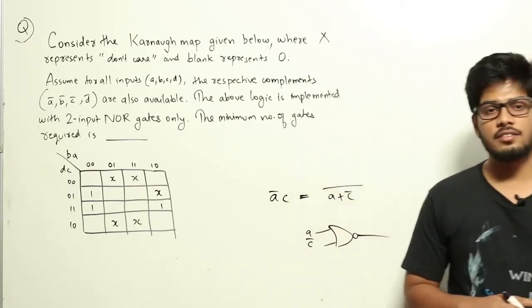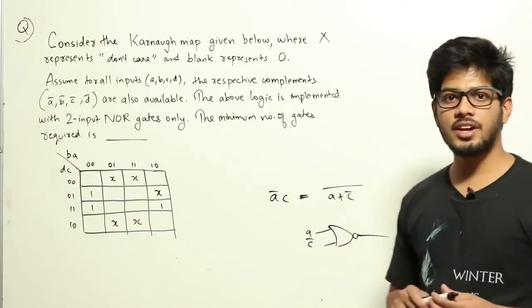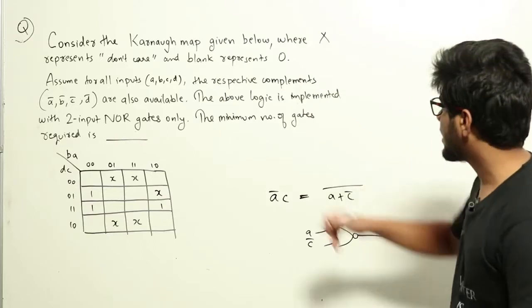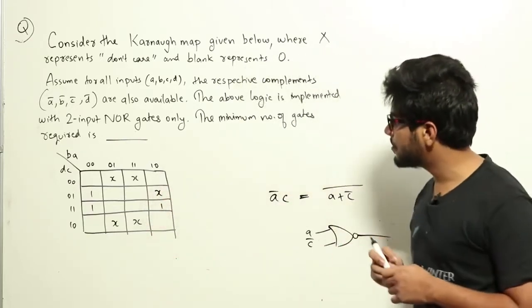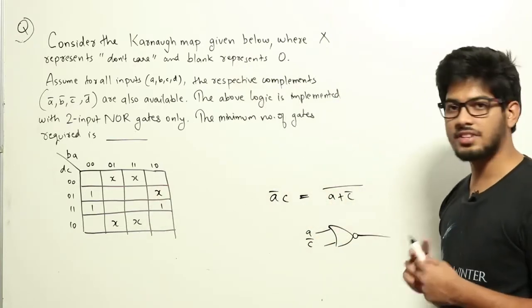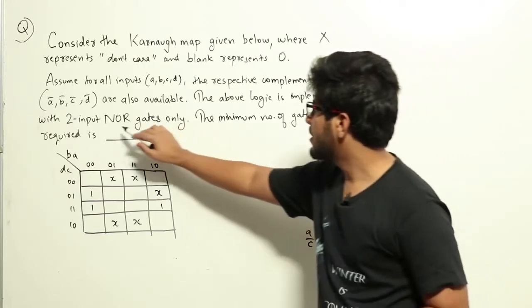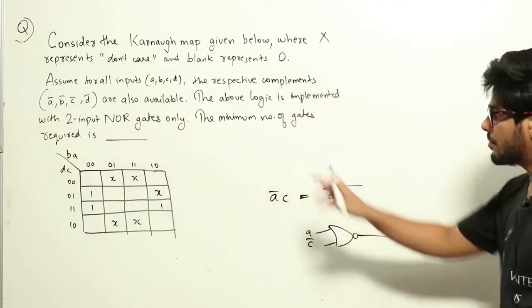So this is a question from K-maps from digital logic. Now K-maps are used to find the minimum product of sum or sum of product forms of a given expression. So we have been given the K-map for this expression. We need to find the minimum sum of product form of this expression, and then to represent that expression, how many two input NOR gates are required, that's what we need to find here. So we'll try to minimize this.